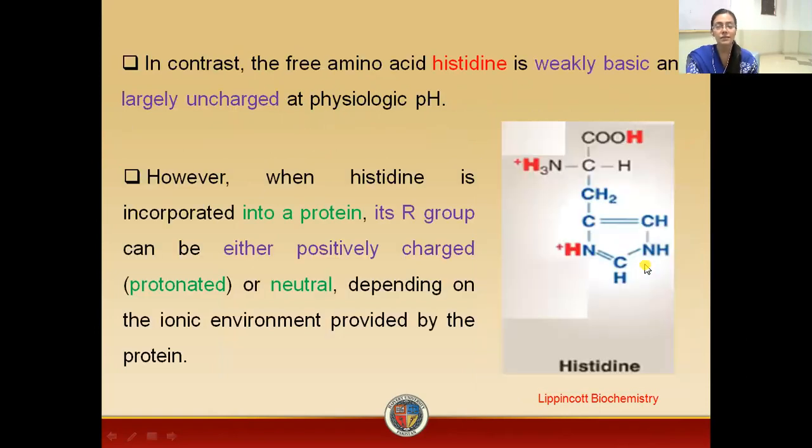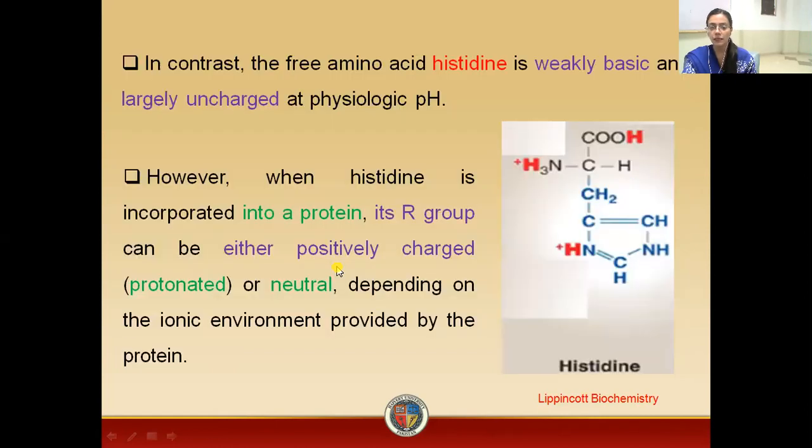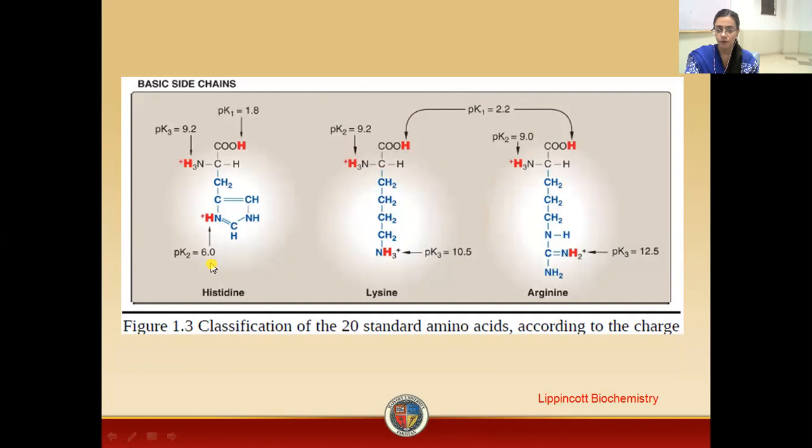Now, in contrast, the free amino acid histidine is a weak base and is largely uncharged at physiologic pH. Histidine contains an R group which is either positively charged, protonated, or neutral depending on the ionic condition provided to that protein. This figure represents histidine with this structure, lysine with this structure and arginine with this structure. We have to memorize these structures of amino acids.